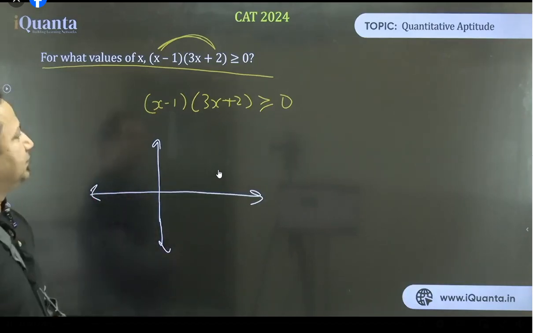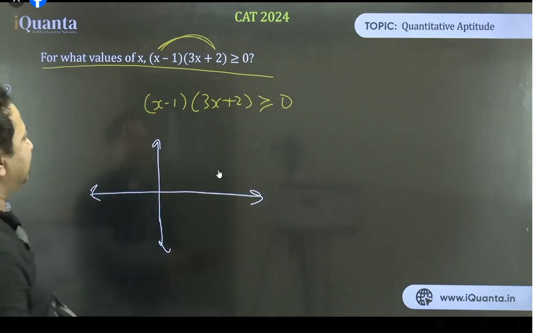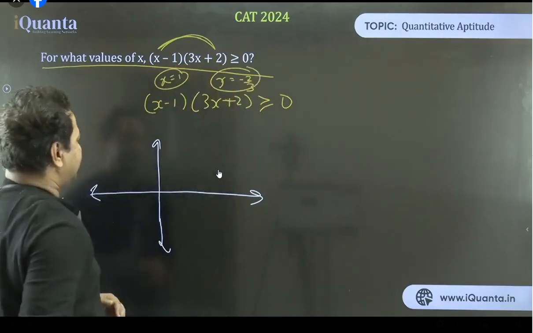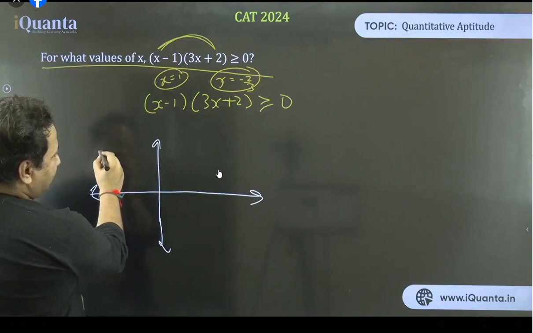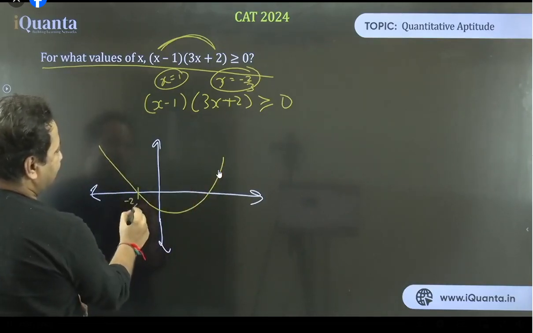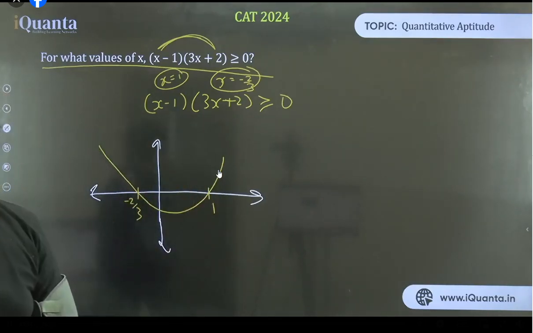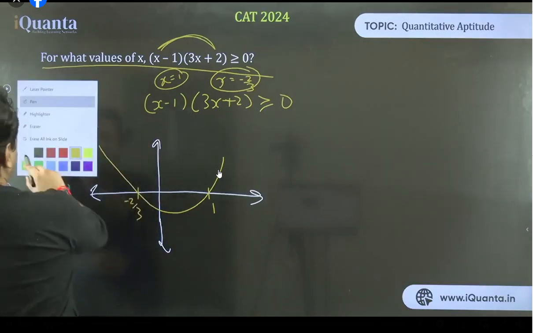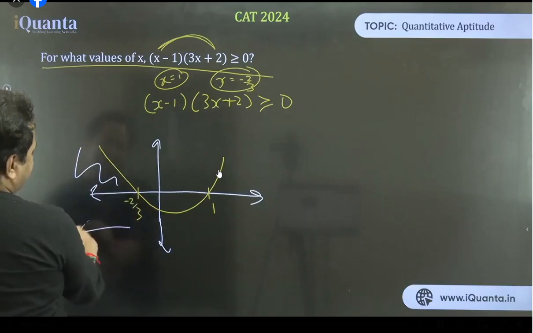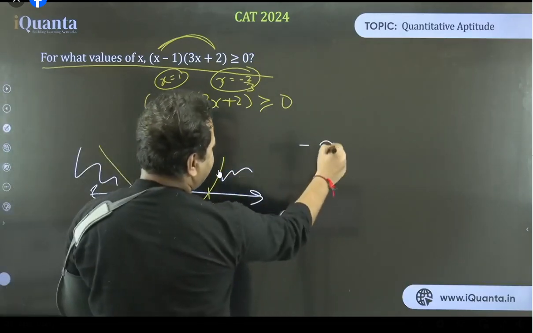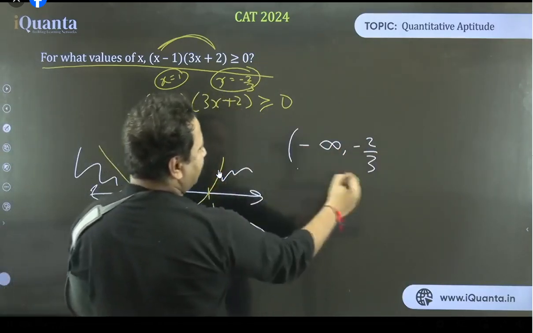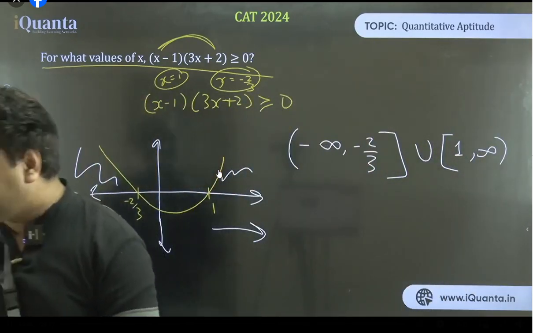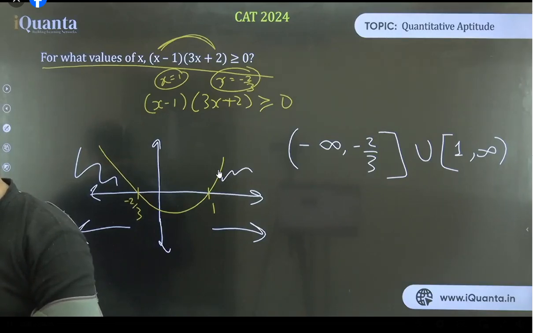Also, the graph will be intersecting the x-axis at x equal to 1 and x equal to minus 2 by 3, right? So the graph will look like this, this will be minus 2 by 3 and this point is x equal to 1. Understood, everyone? We want positive values, so the graph is positive beyond minus 2 by 3 and ahead of plus 1. So we'll have minus infinity till minus 2 by 3, and we have the equality sign, that's why I'll take it in a closed interval, union 1 in closed, infinity in open. Great that you all understand this.